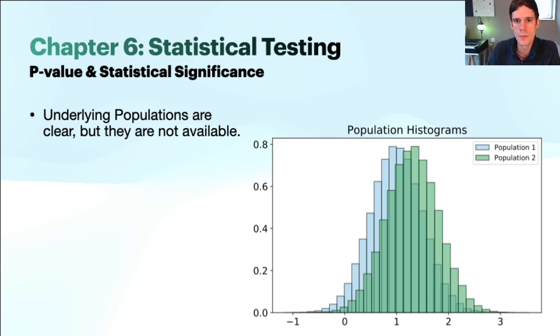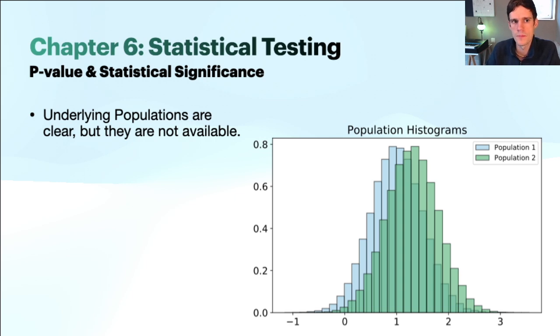Clearly, by looking at the population distributions, there is indeed a difference in savings rate between the two communities. In fact, the savings rate difference is 30%. The mean of population 1, which is the sky blue one, is 1. And the mean of population 2 I set to 1.3, so a difference of 30%.